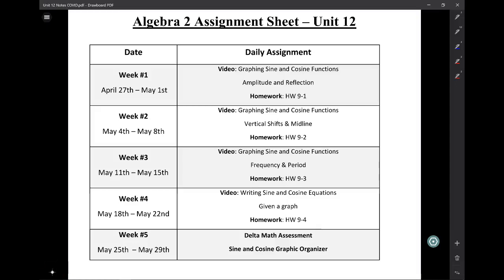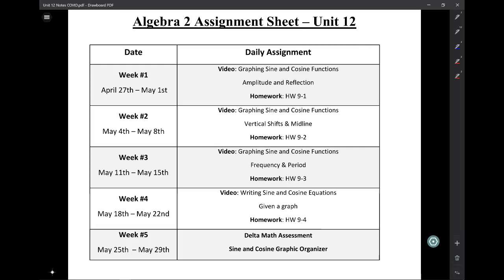All right, welcome to Unit 12. We are going to be focusing on graphing sine and cosine functions. Starting today, we are going to focus primarily on what happens if you change the amplitude or if you reflect a sine or a cosine function.